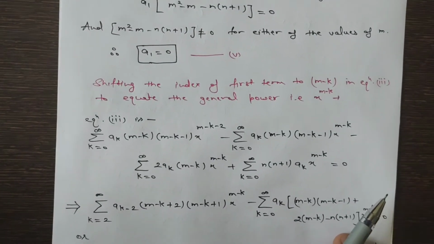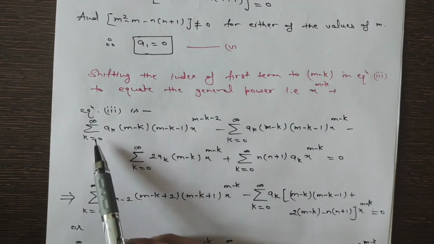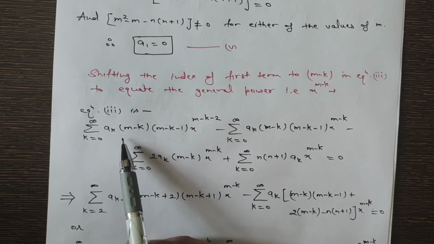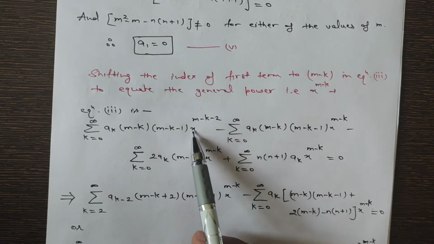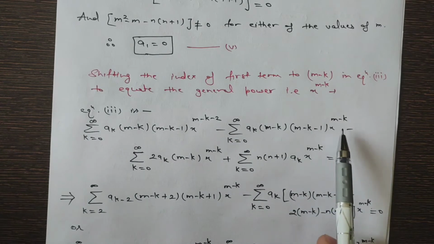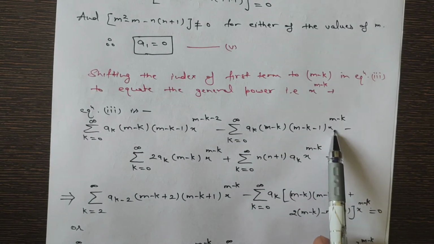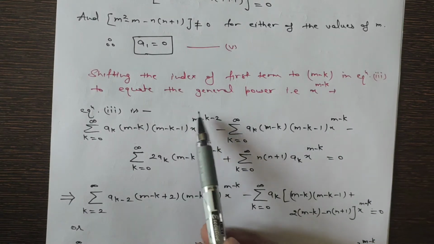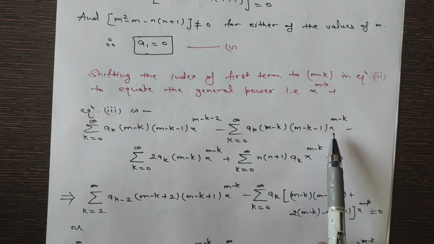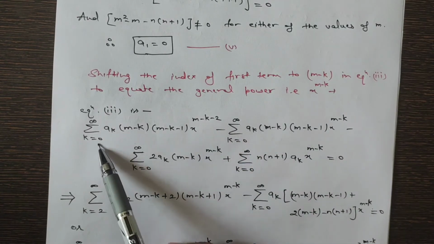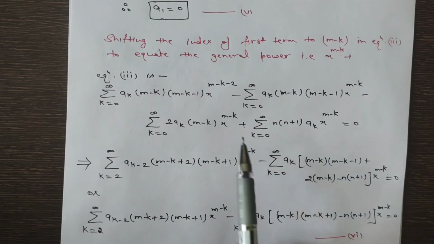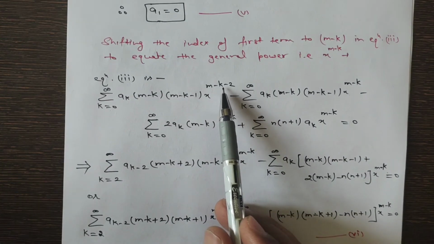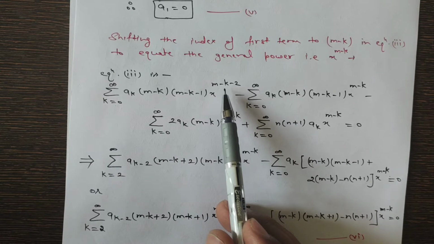Now equation third can be rearranged, or rewritten like this. This is the form of equation third. The first term contains x raised to power m minus k minus 2, but the index for the other three terms is x raised to power m minus k. So to equate the general power, we have to make the index of this term also x raised to power m minus k. How can we do this? We simply have to shift the summation index for this term. So how can we do this? We have to shift k by k plus 2, or k minus 2, sorry.